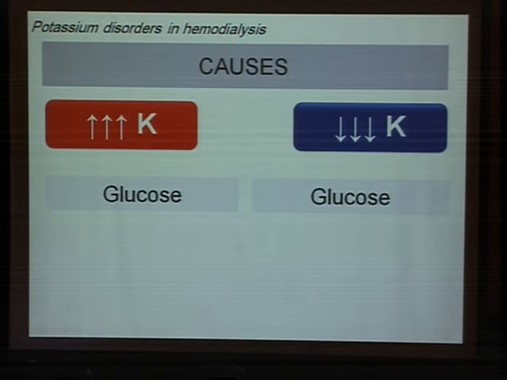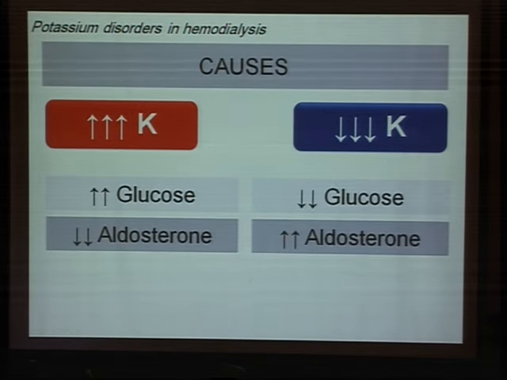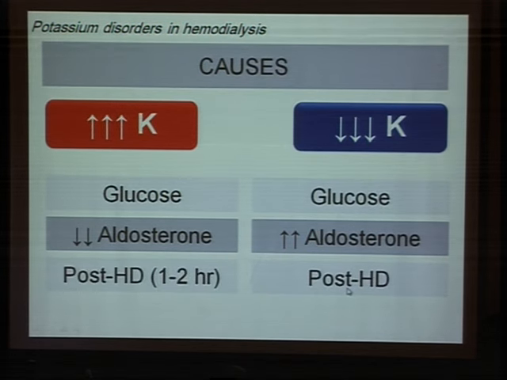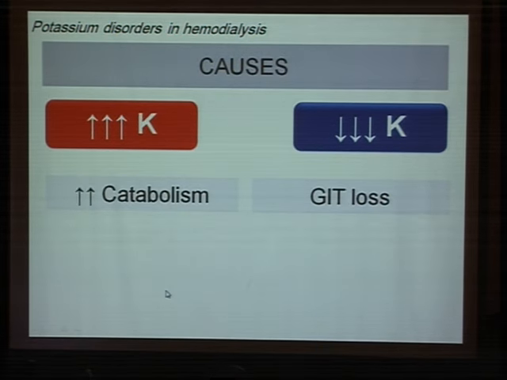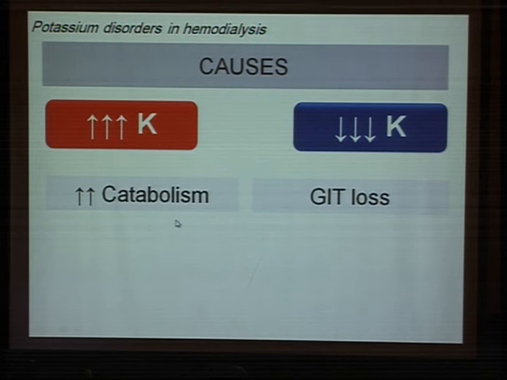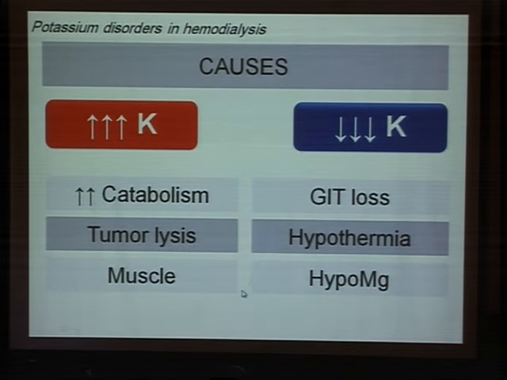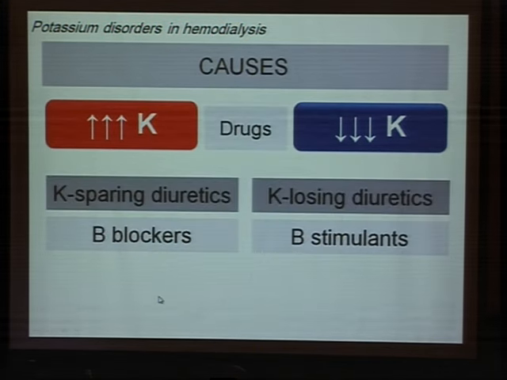So dyskalemia might happen with glucose, but it depends on the availability of insulin. Hyper- and hypoaldosteronism. Immediate post-dialysis compared to rebound one or two hours after dialysis. Hypercatabolic states are here, while vomiting and diarrhea will cause hypokalemia. Muscle exercise and fits will also cause hypokalemia.